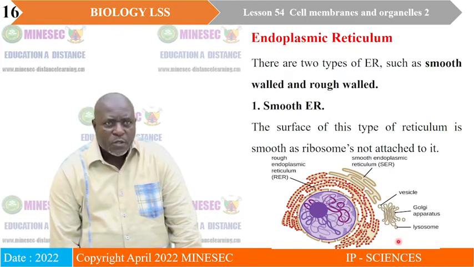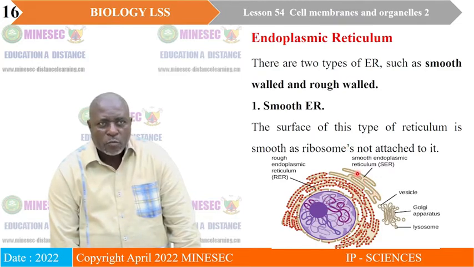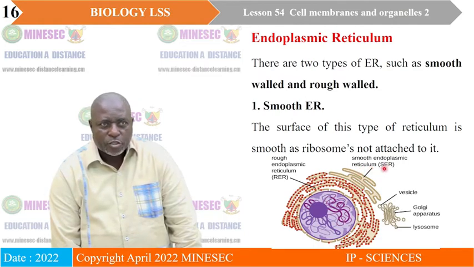These are two types. Now look at it. This one is smooth. It has no ribosomes, so it's smooth endoplasmic reticulum. Now look at this one here. It's rough, rough endoplasmic reticulum, because of the grains of ribosomes that are found on it.